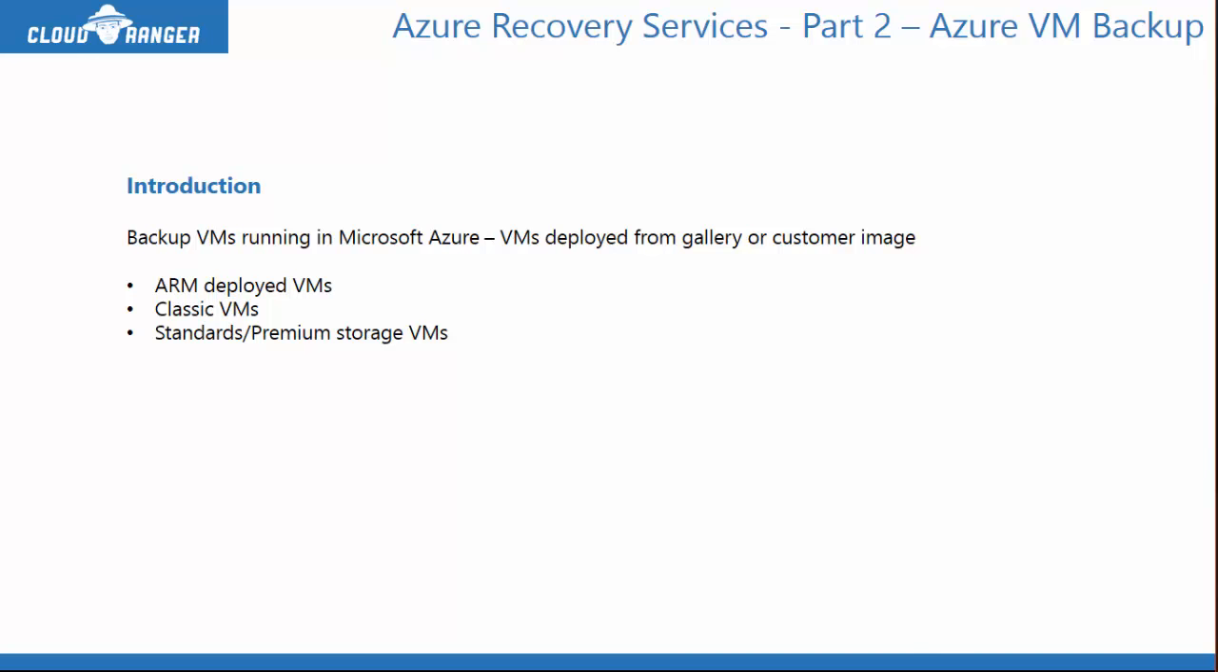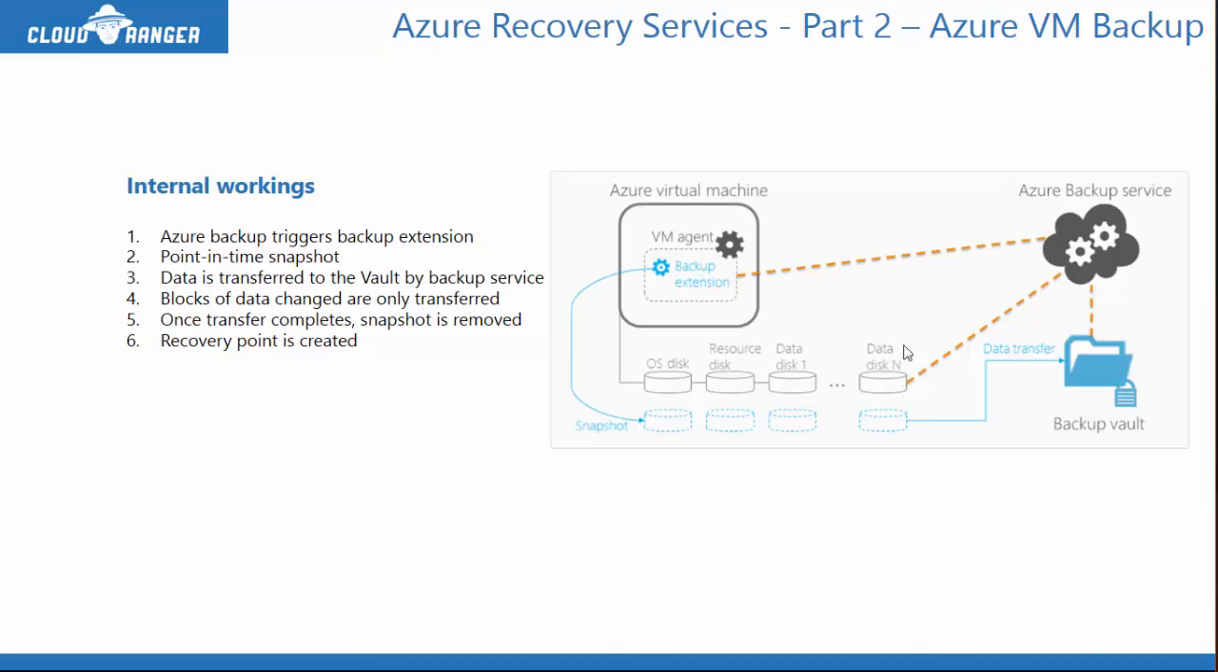The first thing is that the Azure Backup service will trigger the backup extension, which happens through the VM agent. Once the backup extension is triggered, it will take a point in time snapshot of the virtual machine. In this virtual machine, it shows the operating system disk and a regular disk 1. So the backup extension will take a point in time snapshot of these disks. That's what is happening in the back end. It's using VSS to take the snapshots, for you curious guys out there.